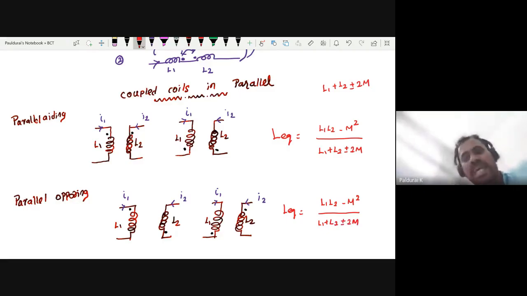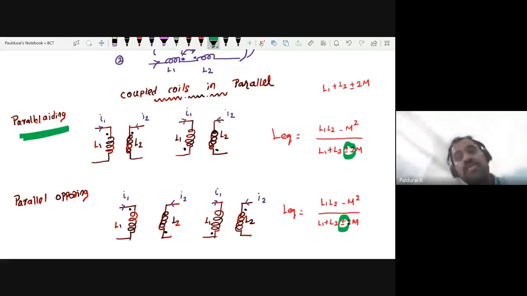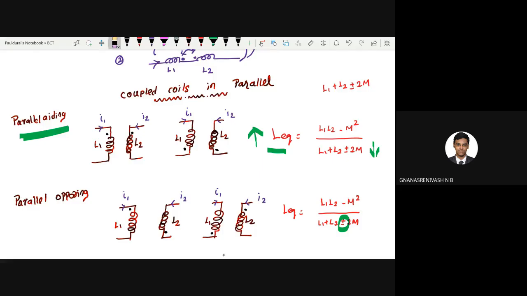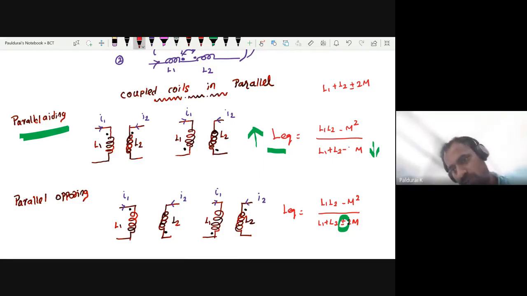My question: which one gets plus and which gets minus? Is plus for parallel aiding or parallel opposing? Definitely it will be plus or minus, but we can guess it generally. For parallel aiding, should the inductance be higher or lower? L equivalent should be high, so the denominator should be low. So what comes here, plus or minus? Minus. So it becomes minus 2M, and here it obviously becomes plus 2M. So take this formula.